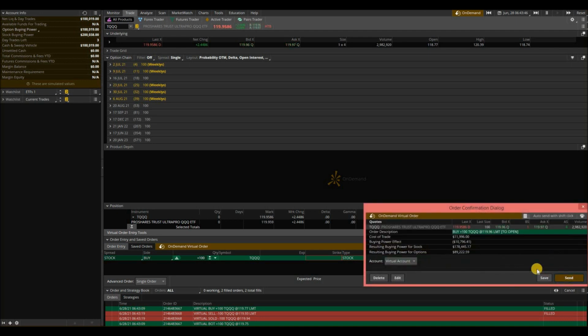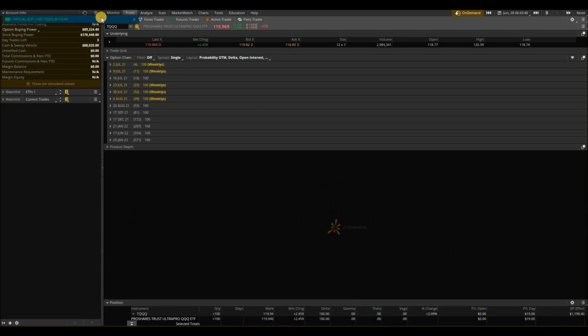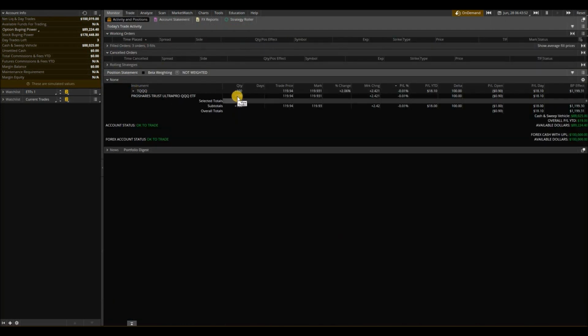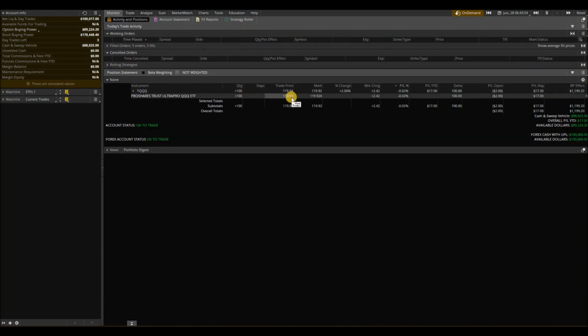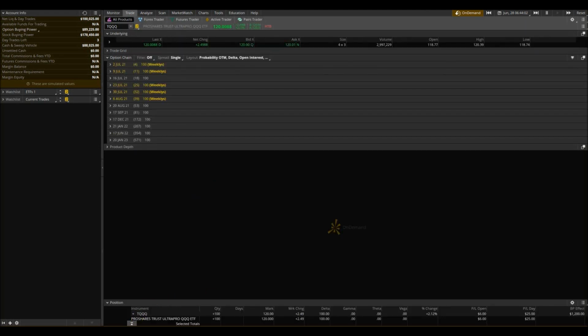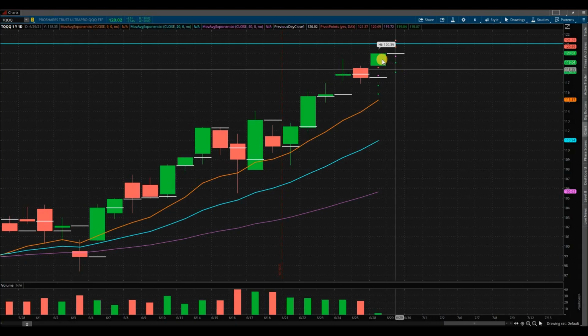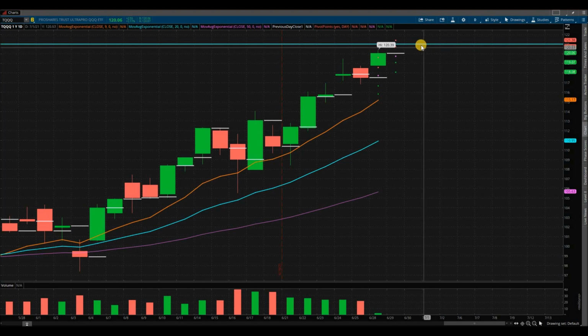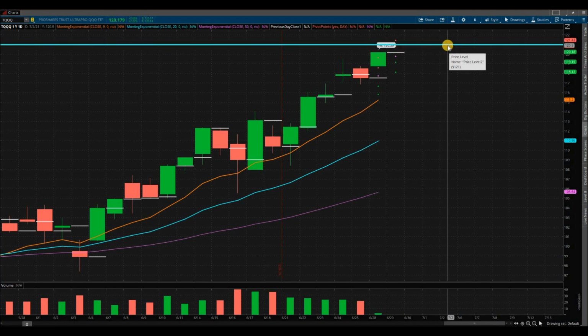I'll click confirm send. Once that order gets filled, I can go to the monitor tab and I can see that I now have 100 shares at $119.94. The next part for setting up a covered call is to sell an option against it. I bought 100 shares and I am now going to sell a call option at a higher strike price. I'm going to sell it at this blue line, the $121 strike price.